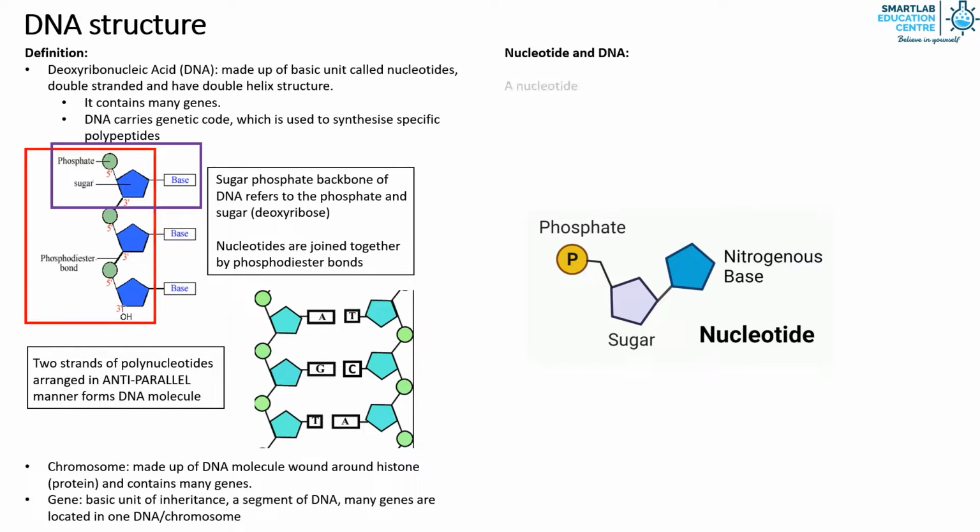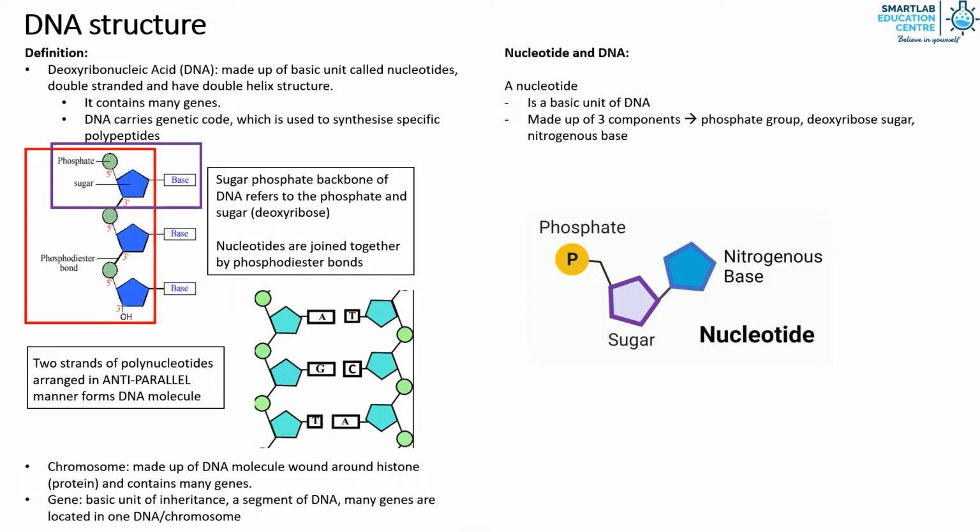The nucleotide is a basic unit of DNA. It is made up of three components. The phosphate group, represented by a circle and P in the diagram. The deoxyribose sugar, represented by the purple pentagon in the diagram. And the nitrogenous base, represented by the blue pentagon in the diagram.